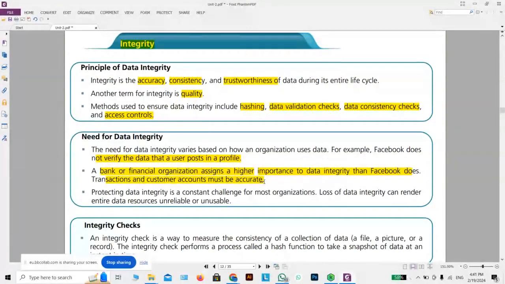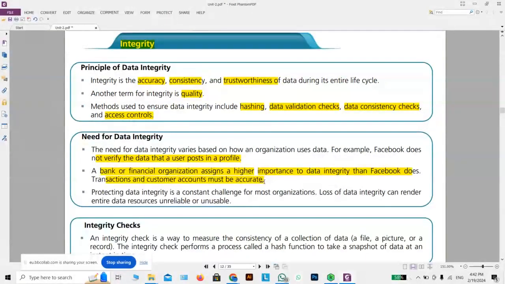So somebody else may have the same profile, just copying some of the pictures to make another profile. But banks and financial organizations, where the data is very important, apply integrity techniques to make sure the transactions and customer accounts are right and in their original format.